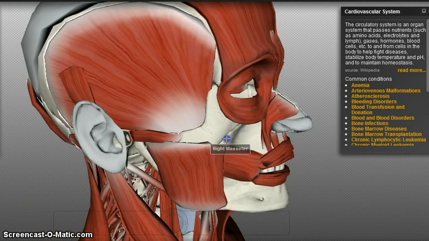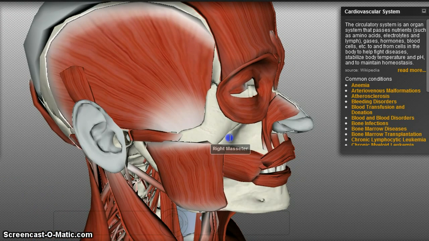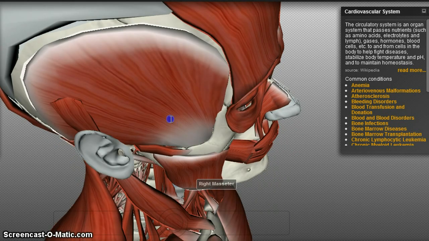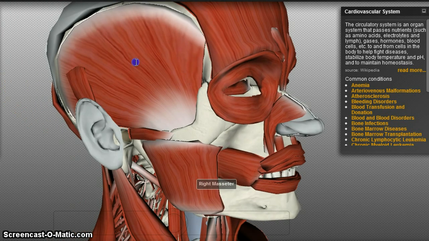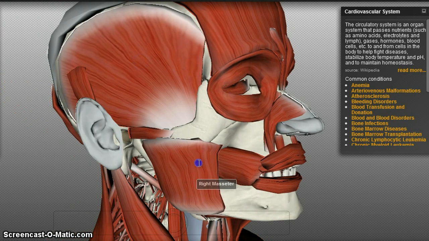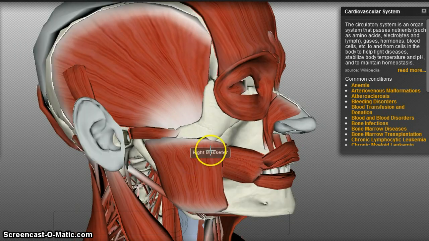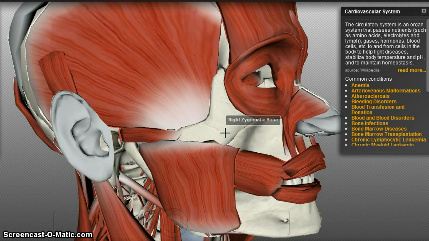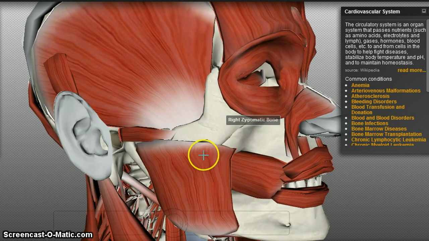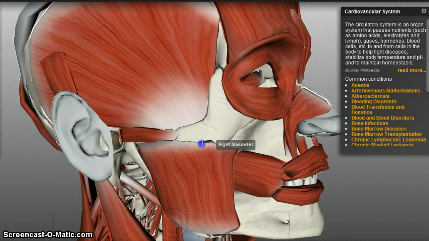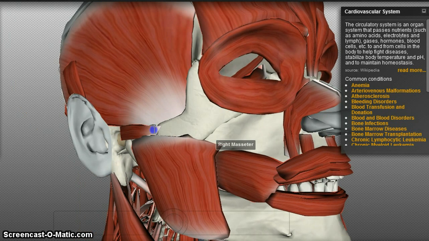The next muscle is the masseter muscle. This is also innervated by the third mandibular division of the trigeminal. As you can see, it's here. And there are actually two parts, a superficial and a deep part. The superficial part originates from the anterior zygomatic arch. So this is the zygomatic bone, and the zygomatic arch will be about here. The superficial masseter originates from here, and it inserts into the lateral surface of the ramus of the mandible.